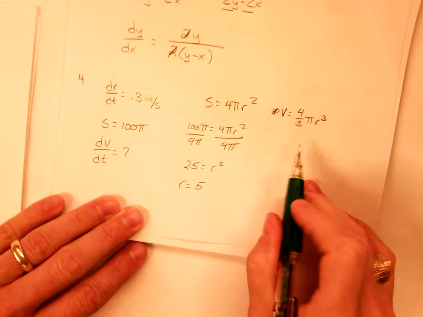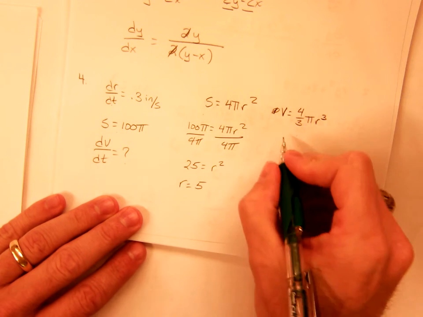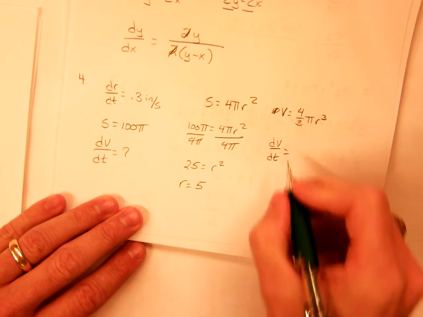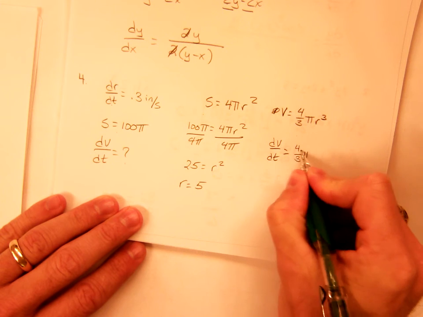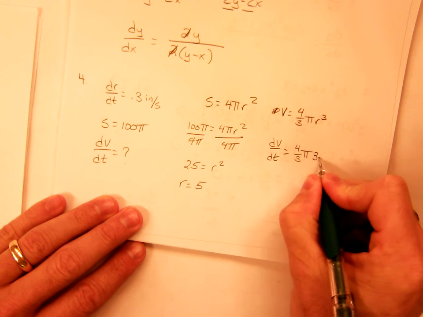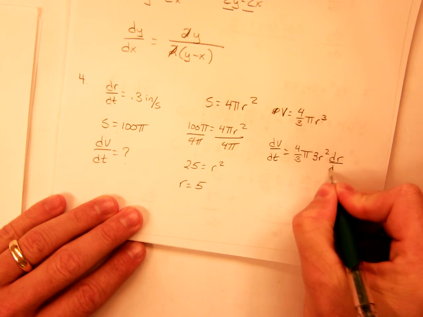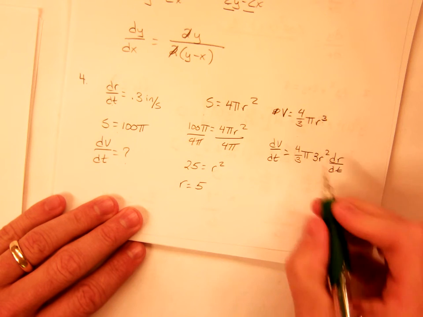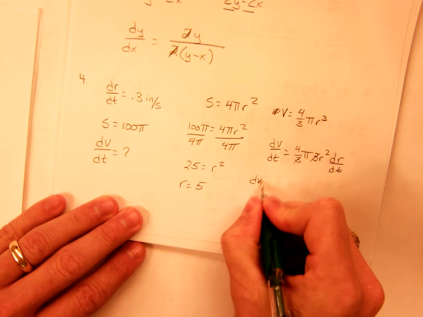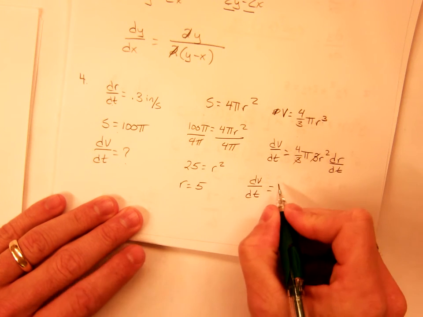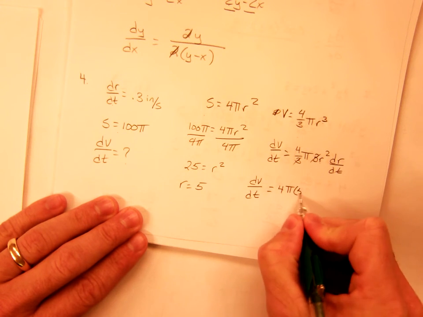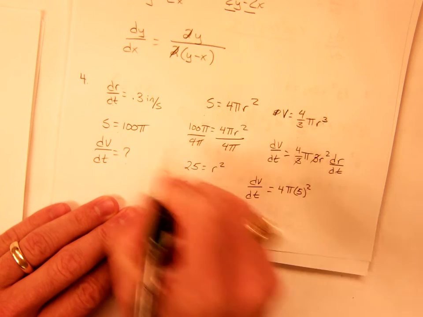And then on this side, I need to take the derivative. So dV/dt, that's the derivative of the left side. 4/3 pi are all constant, so they're not going to change. And then I take the derivative of r cubed with respect to time. That's 3r squared dr/dt. All right, cleaning this up just a little bit, the 3's are going to cancel because I have one on top and one on bottom. I'm looking for dV/dt. So this turns into 4 pi times r squared dr/dt, and they told me dr/dt is 0.3.